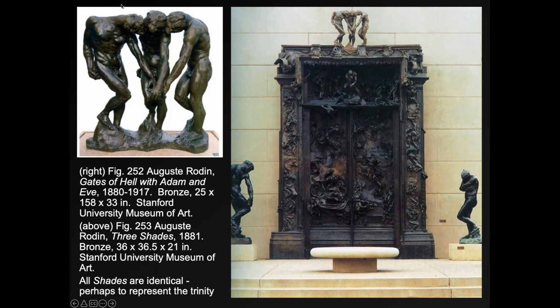And the three shades above are all the same. He basically took the same figure and just welded them together. So they show that even though there are differences, sometimes people who are going to hell are dealing with the same types of situations. It could also perhaps represent the Trinity, the idea amongst Christians that God is one God in three parts.